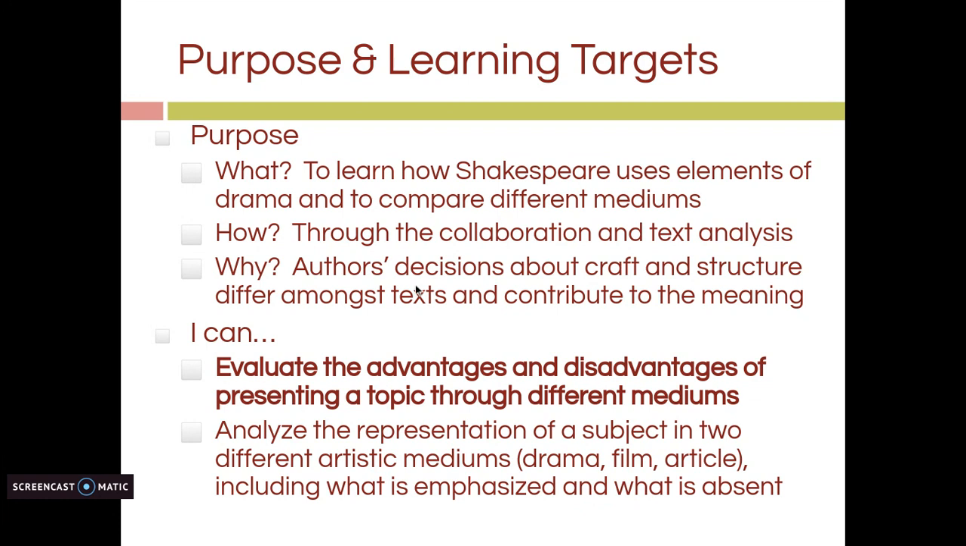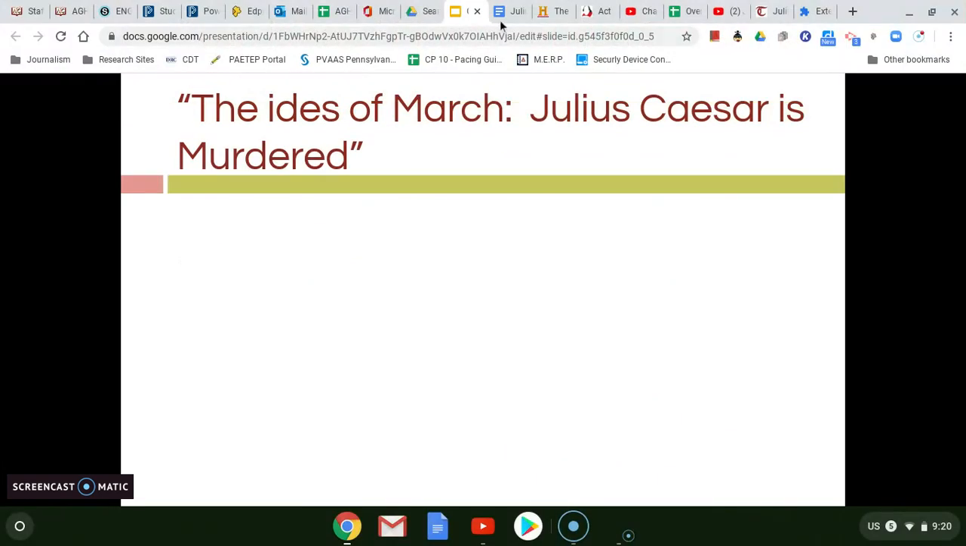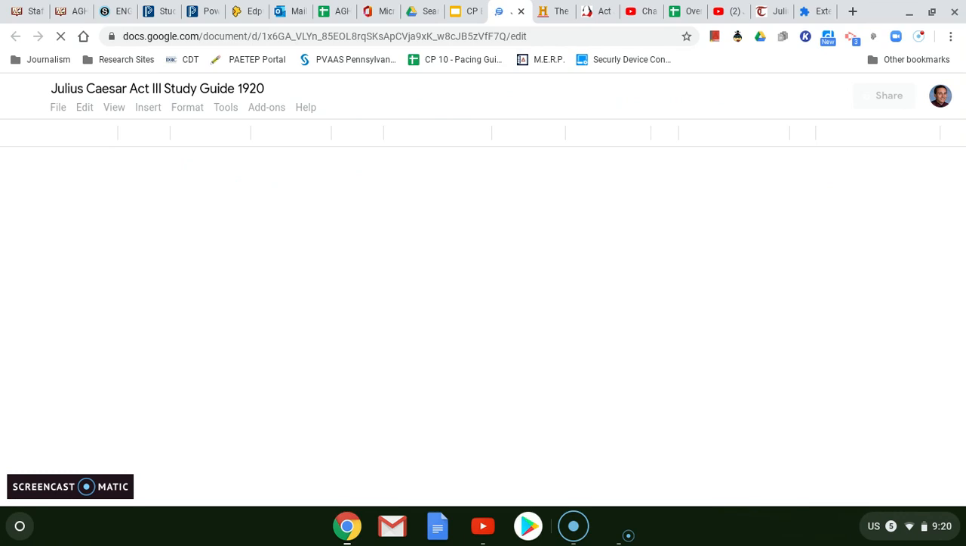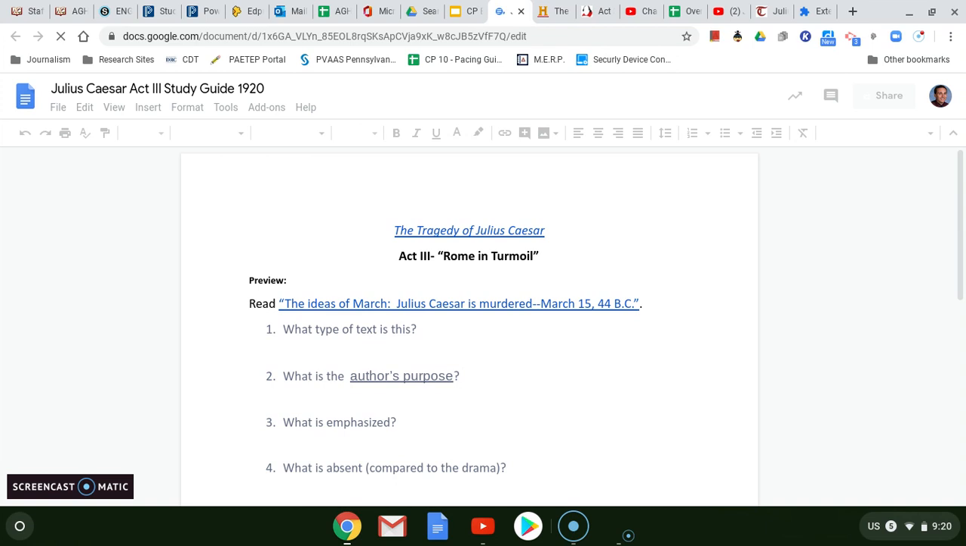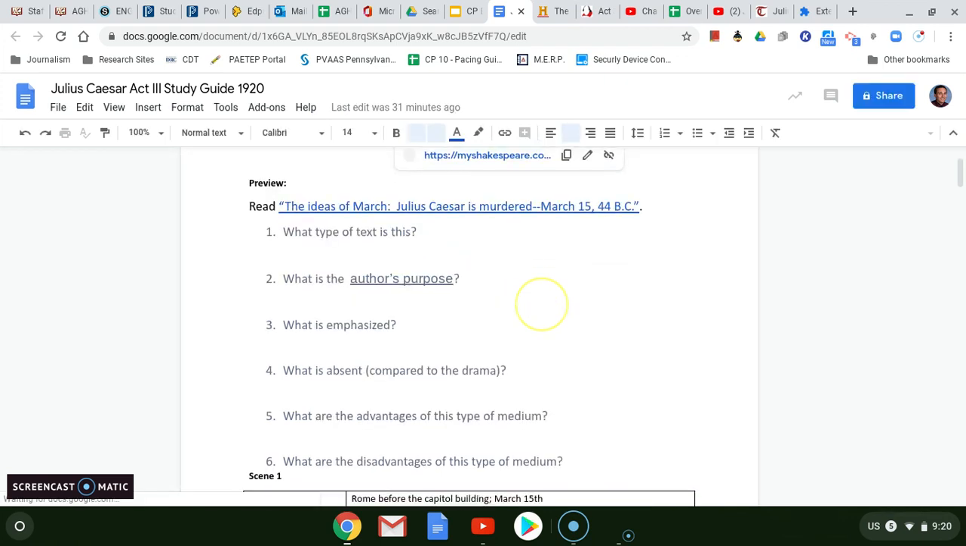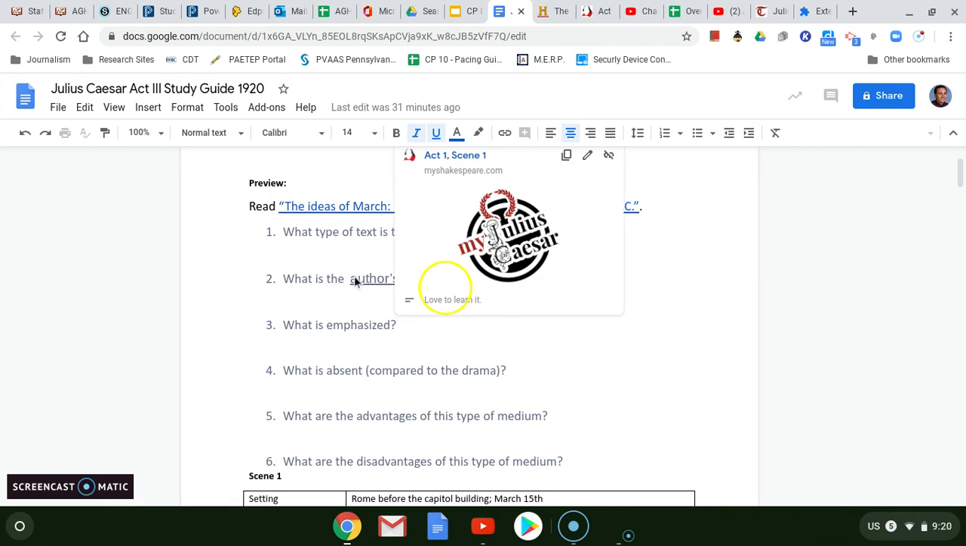So what I need you to do is you're going to go to the Act 3 study guide, which looks like this. And at the very top, you'll see a link to the Ides of March, Julius Caesar murdered. And I want you to take some time and answer these questions as you read that article. There is a link here to what is the author's purpose of nonfiction text, so make sure you take a look at that.